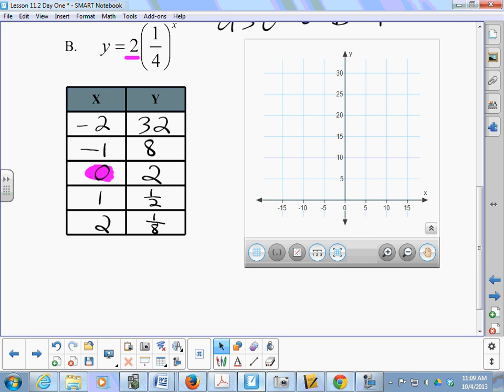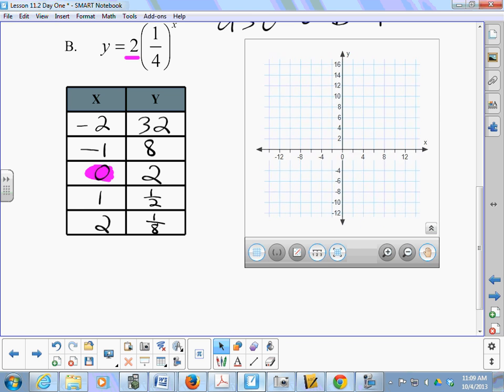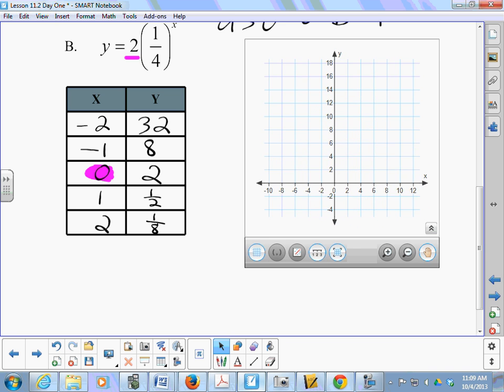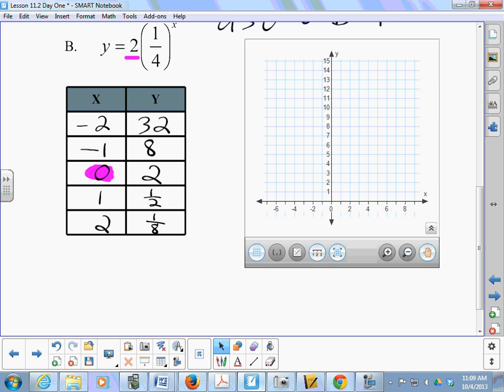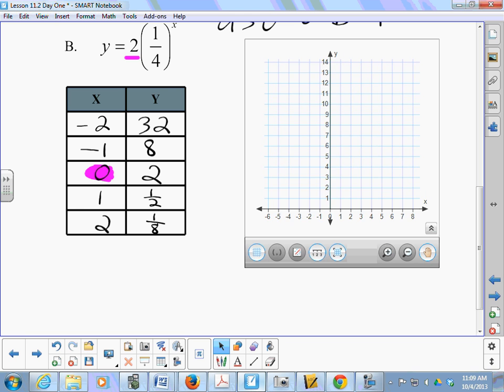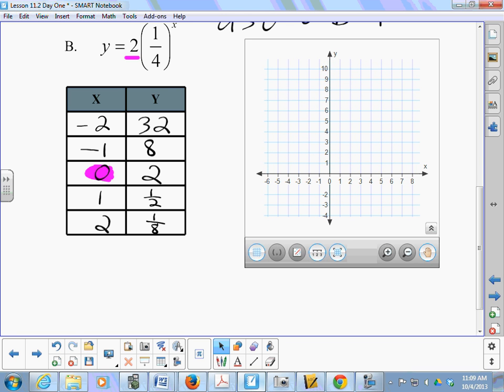Don't you wish you could change your window that fast on your paper? Now, do I need to do this? No, I'm good if I can see 8. Oh, there we go. Because the whole idea is that I get a real good sketch of the graph, and I don't have to have all that stuff.